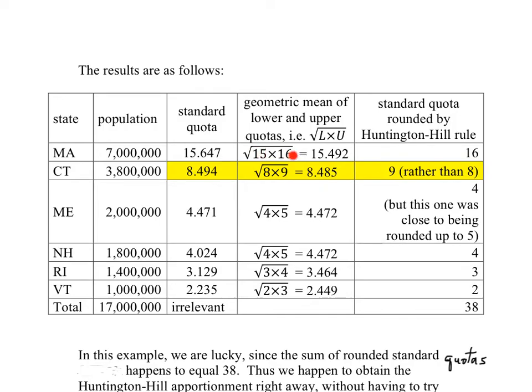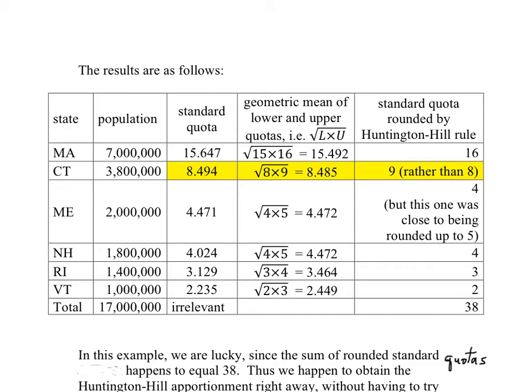We ask, how much is the square root of 15 times 16? It's 15 point something, but not 15 and a half. Instead, it's a little bit less than 15 and a half. It's 15.492. And the square root of 8 times 9 is not 8 and a half. It's a little less than 8 and a half. Similarly, this square root is a little less than 4 and a half. This one is a little less than 3 and a half. This one is a little less than 2 and a half.